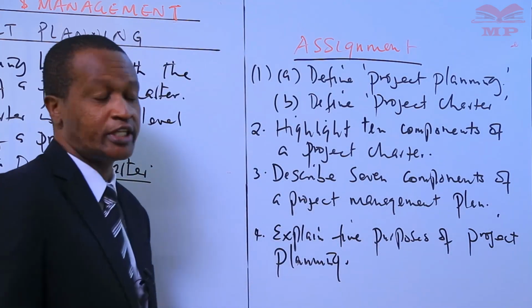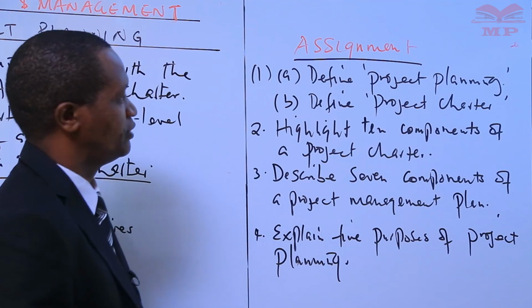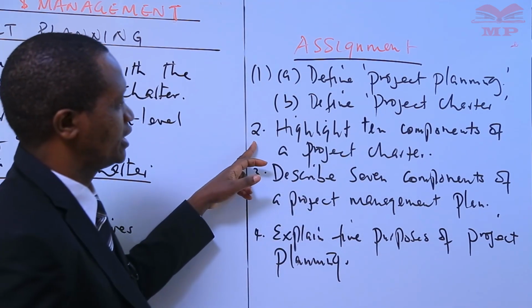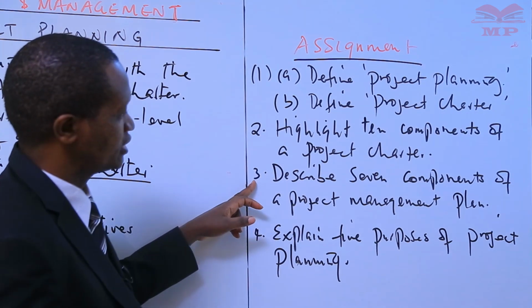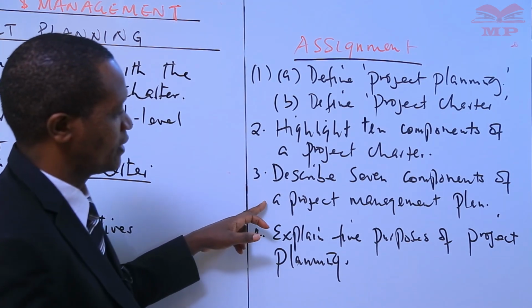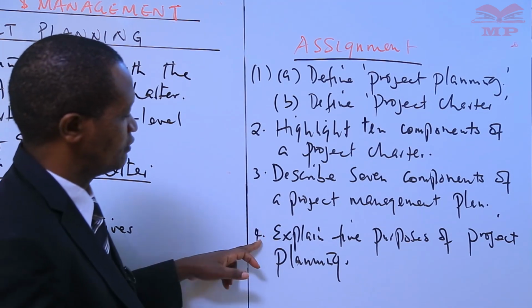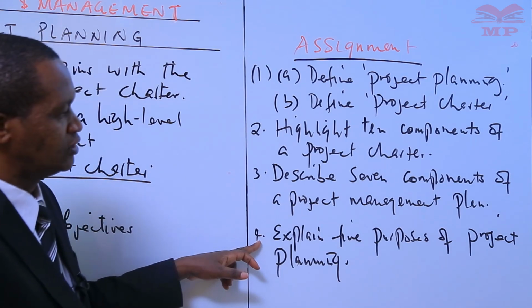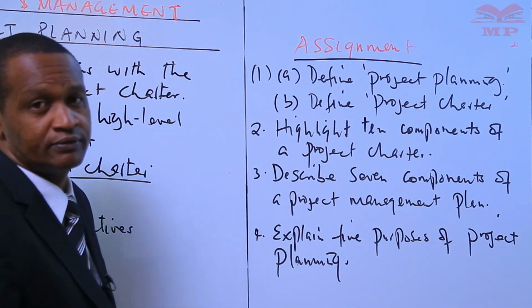So here is your assignment. 1A, define project planning. 1B, define project charter. Number 2, highlight 10 components of a project charter. Number 3, describe 7 components of a project management plan. 4, explain 5 purposes of project planning.